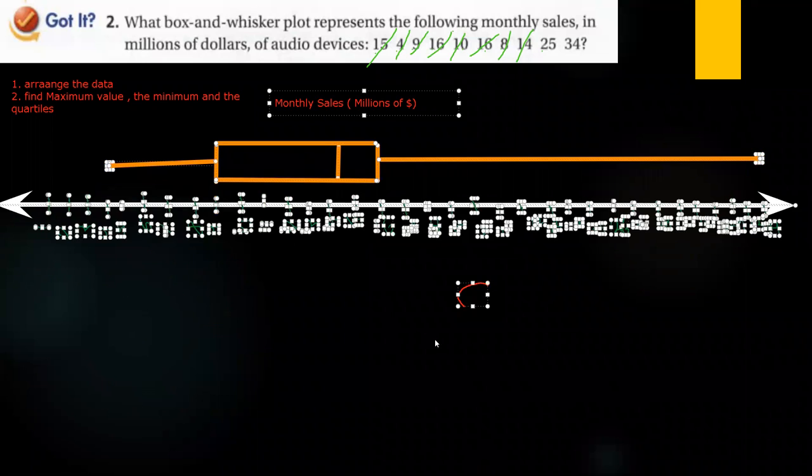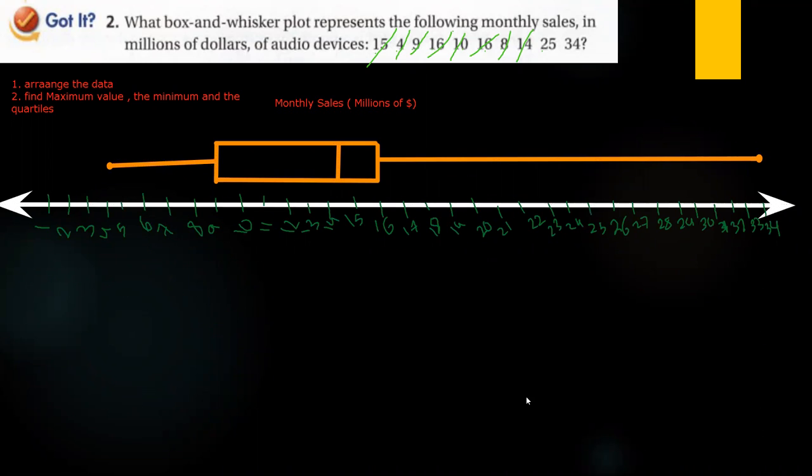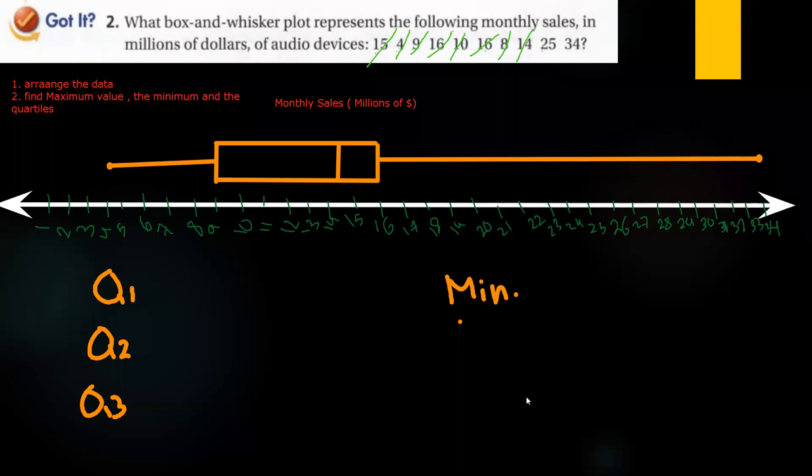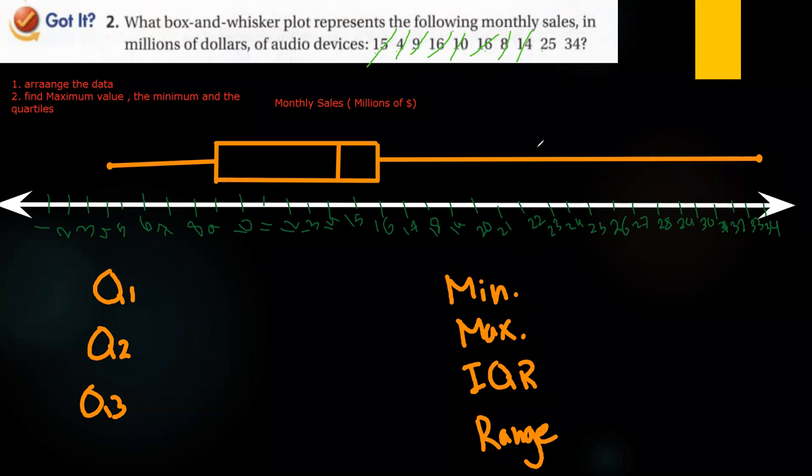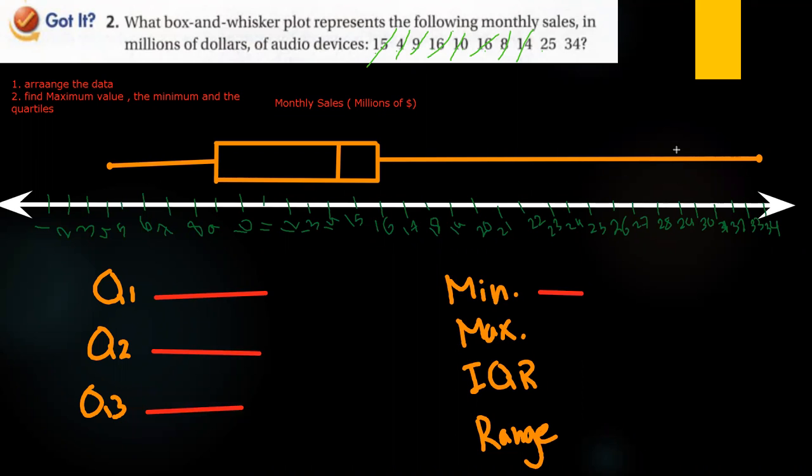I bring it to you like this, and then I ask you: what is Q1? What is Q2? What is Q3? What is the minimum? What is the maximum? What is the IQR? And what is the range? Here you have fill in the blanks, and I need you to find each of these: Q1, Q2, Q3, minimum, maximum, IQR, and the range.